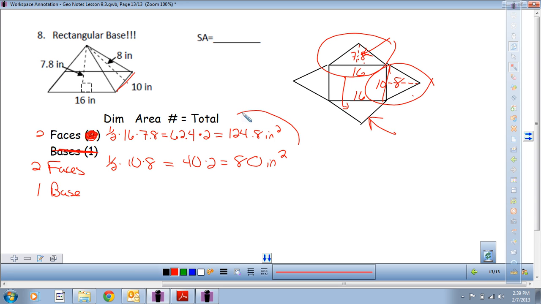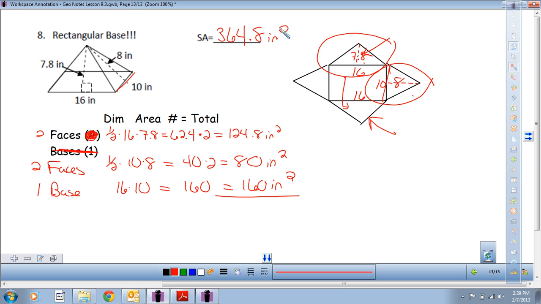Now these two guys would be my lateral area. But we need to add on that base. Now remember, that base is this rectangle at 16 by 10. It's just a rectangle, so we would just go 16 times 10 gives me an area of 160. We only have one of those, so it's 160 inches squared. Boom. So there's our area calculations. Now we just need to add them all together to get the surface area. That would be 204.8, so that'd be 364.8. Now my label, inches squared. So there's the total surface area with a rectangular base.